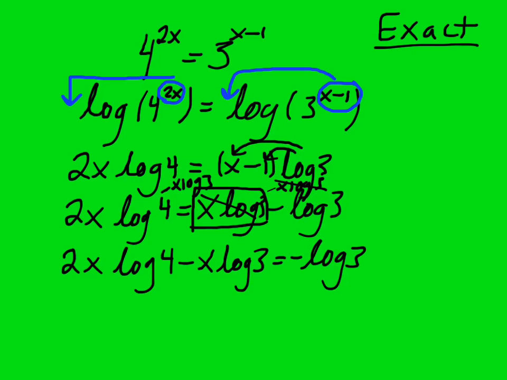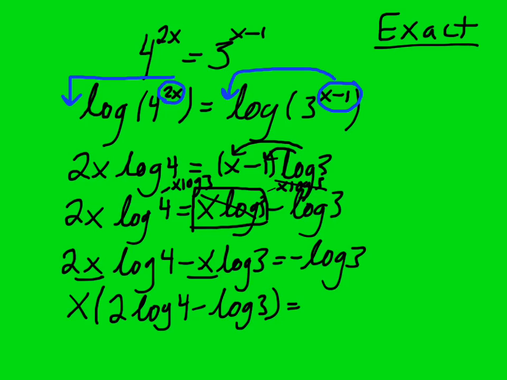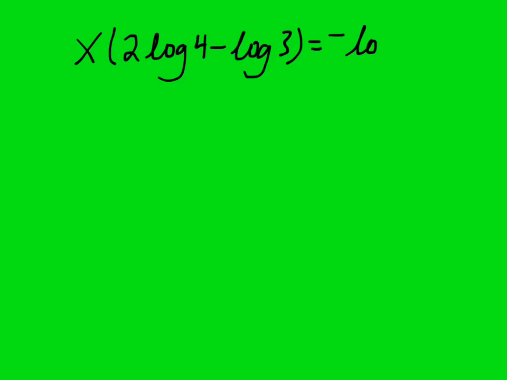Now you can see I have x by itself, so I can factor that x out. x comes outside the brackets because I have an x here and an x here. And then I'm left with 2 log 4 minus log of 3 is equal to negative log of 3. Now I'm going to flip to the next page so I have a bit more space. I'll rewrite that step: x times 2 log 4 minus log of 3, and that's equal to negative log of 3.